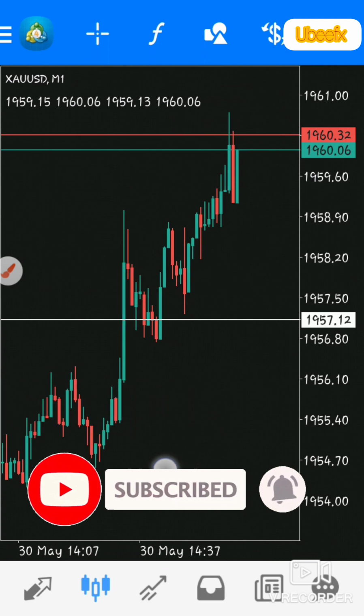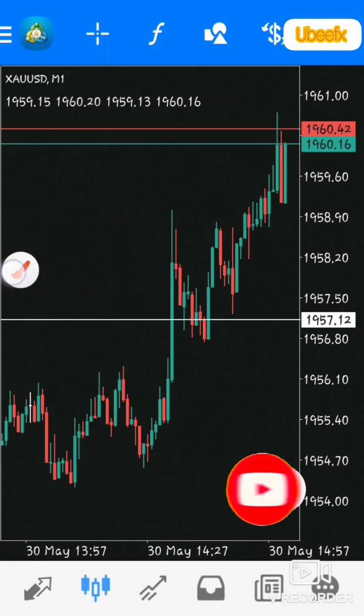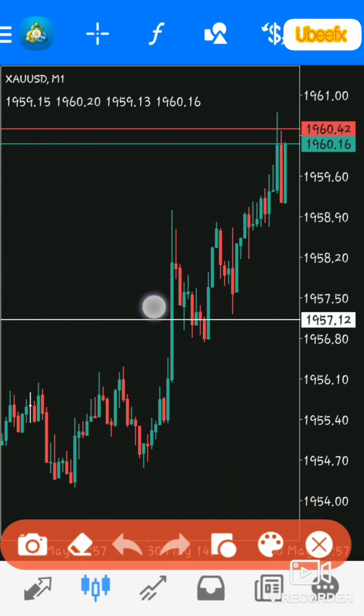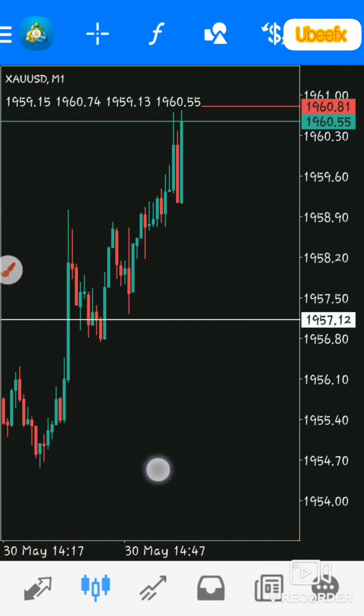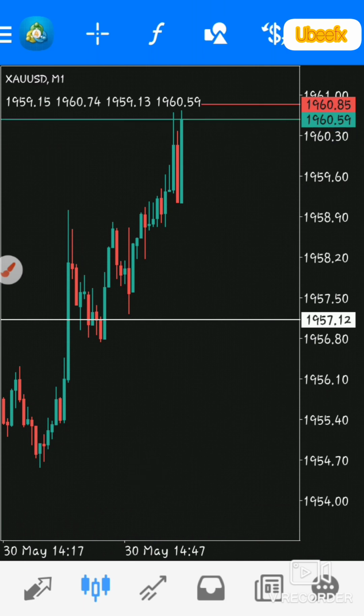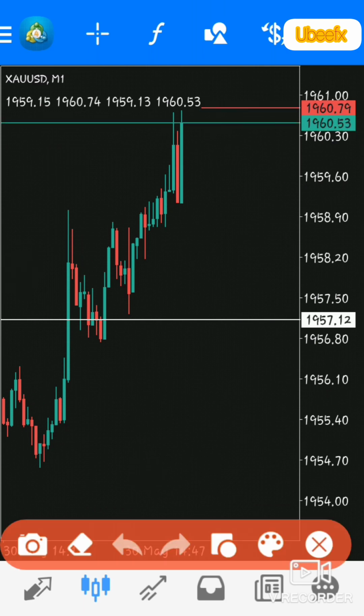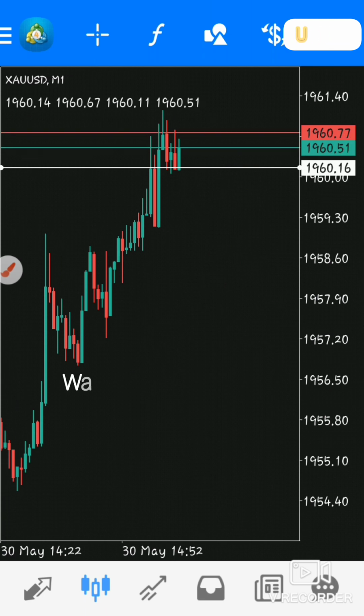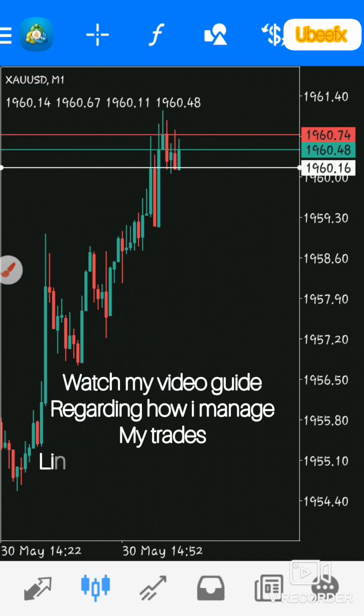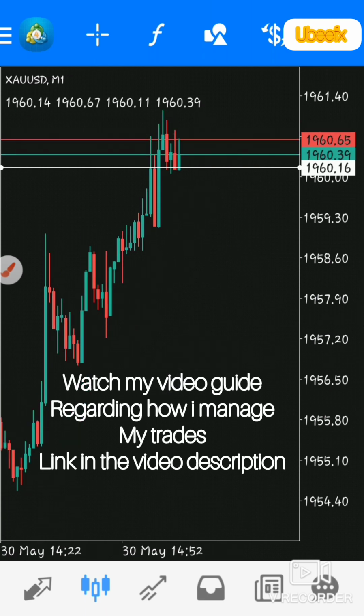Okay, we are in 1 minute, and as you can see, this line is the resistance level we marked in H4. So based on my strategy, what do I need to see? And don't forget my risk management strategy.